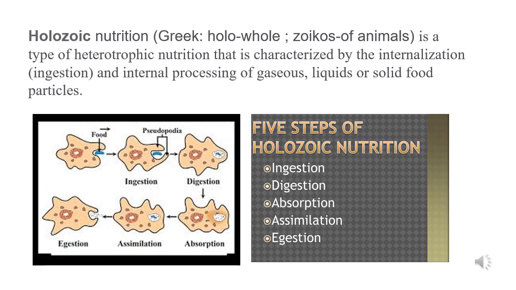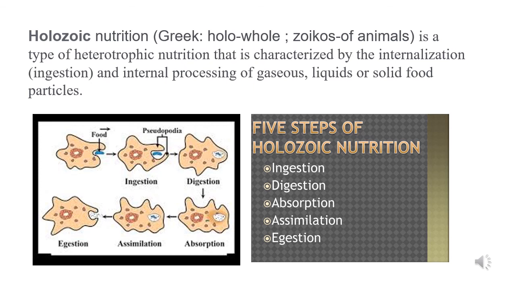Let us see what is the meaning of Holozoic nutrition. Now if I split the word, holo in Greek means whole and zoic means animals. So this is a type of heterotrophic nutrition that is characterized by the internalization or ingestion and internal processing of gases, liquids or solid food particles. This is the exact meaning of Holozoic nutrition, but let me make it simpler for you.